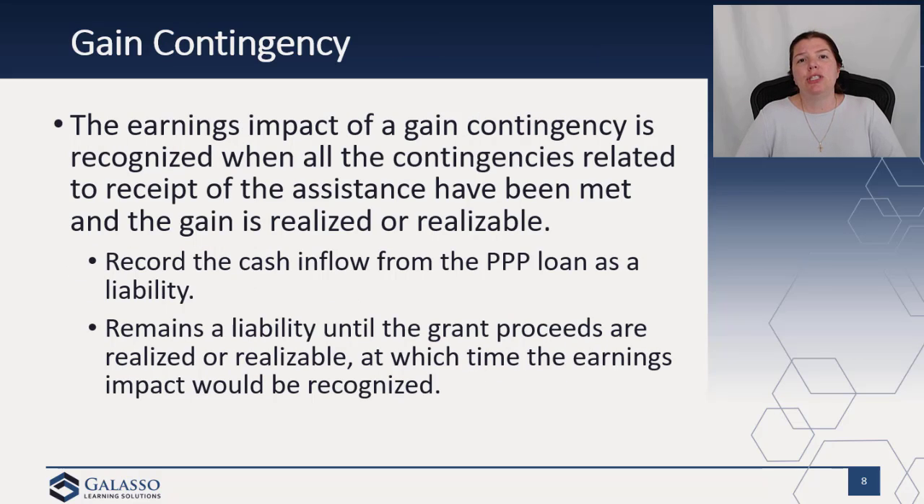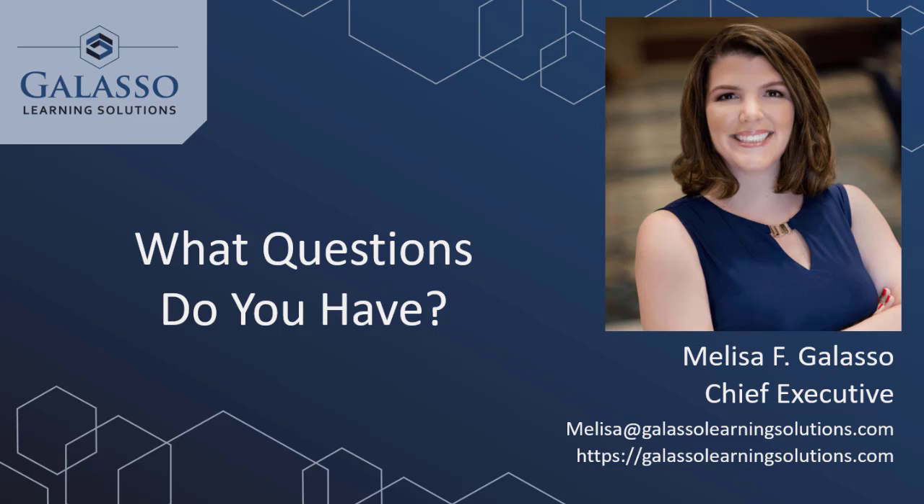And then the last option that they mention in the TQA is a gain contingency. This one's a little bit different in that you would look at when it's realized or realizable, and then you would recognize it. Initially, again, it always starts as a liability. It has to be on the books as a liability until they determine that the proceeds are realized or realizable, at which point we would recognize it into the income statement. This is pretty consistent with what the CPEA, the Center for Plain English Accounting, had already put out there regarding the accounting for these.